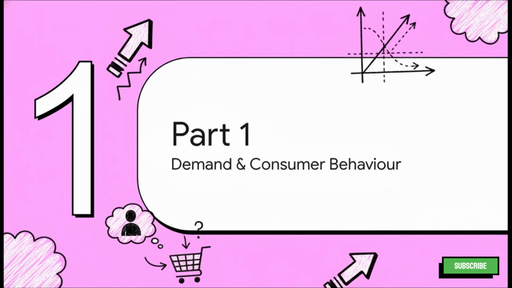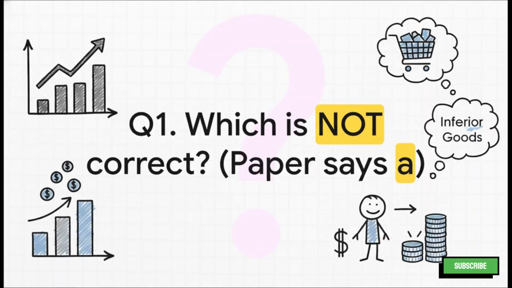All right, first up, part 1, demand and consumer behavior. The questions in this section all revolve around the consumer. Things like demand, elasticity, and how people make choices in the marketplace. Our very first question asks, which of the following statements is not correct? Now, according to the paper, the answer is A.